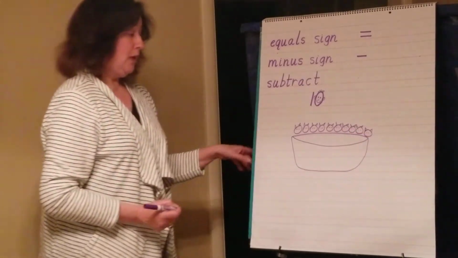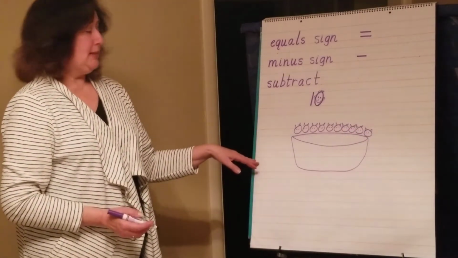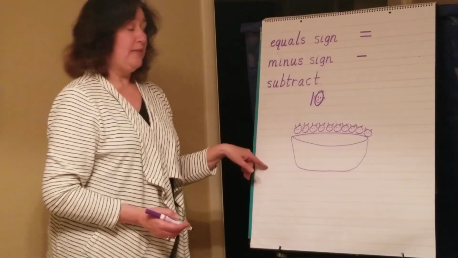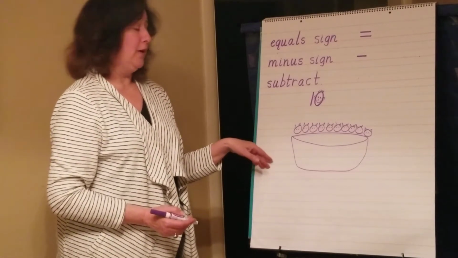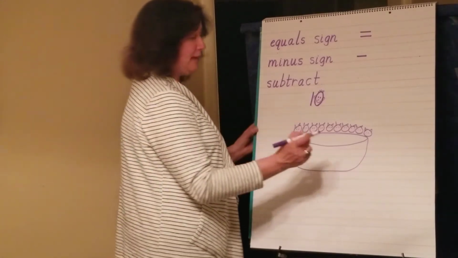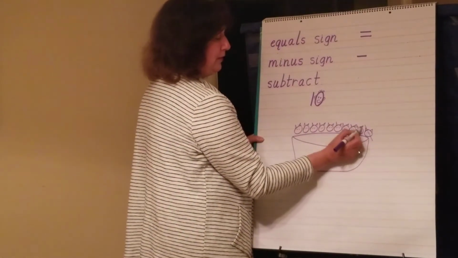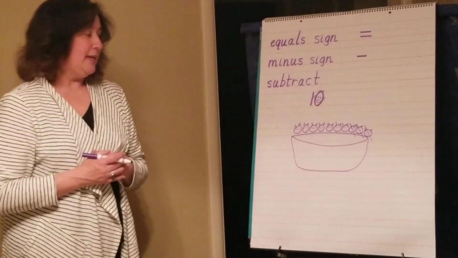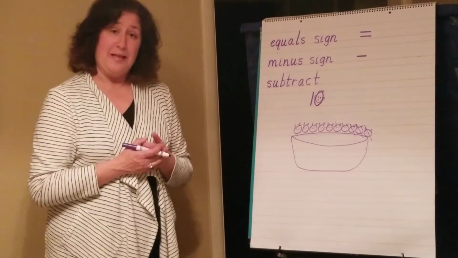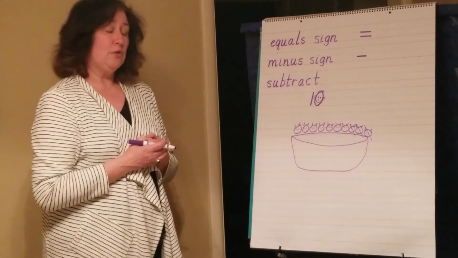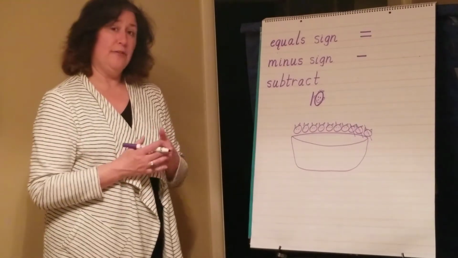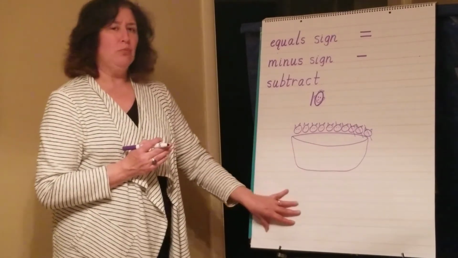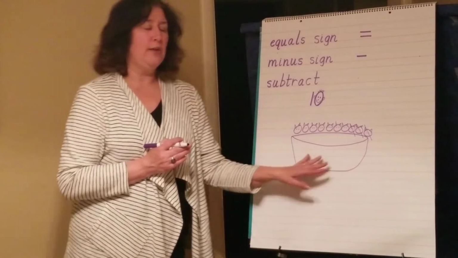So, 3 kittens spied some yarn on the floor, and they decided to go play with the yarn. So 3 kittens jumped out of the basket and went and played with yarn. So I'm going to cross off 3. How many kittens were left in the basket? So I've told you the math story that goes with this picture. Now, how would you write the math equation that goes with that picture?